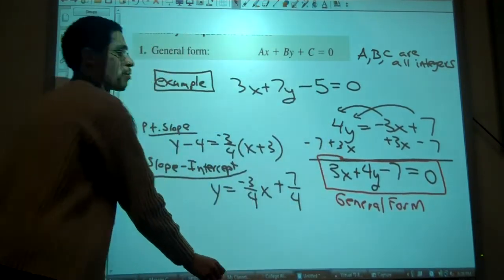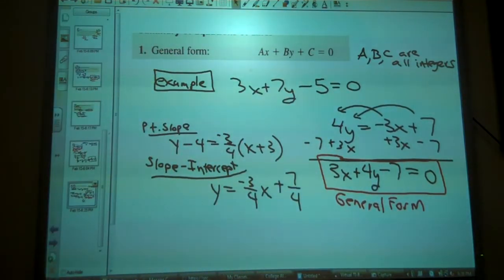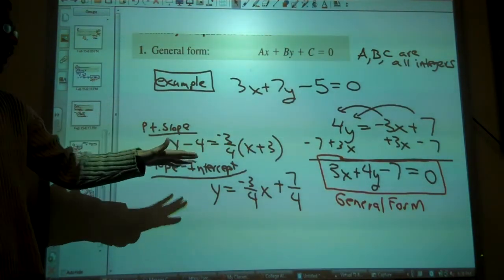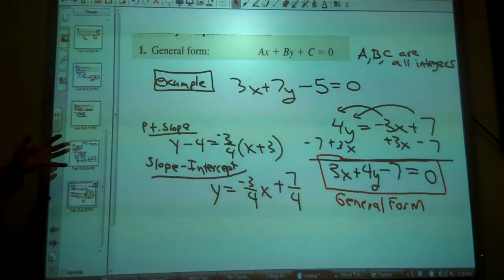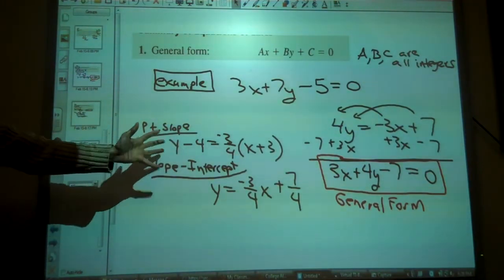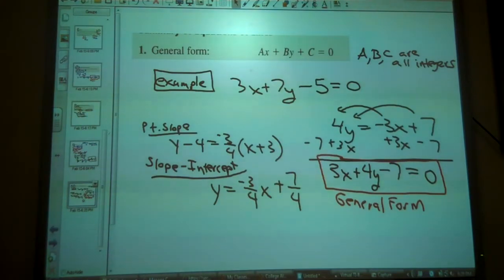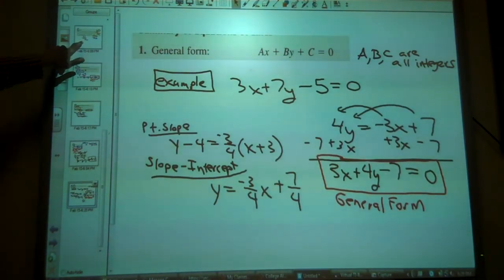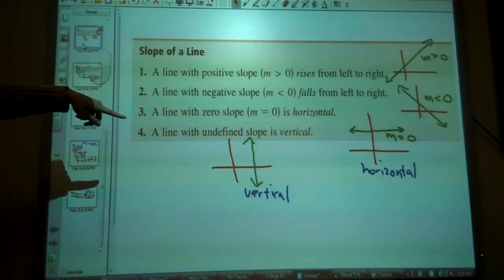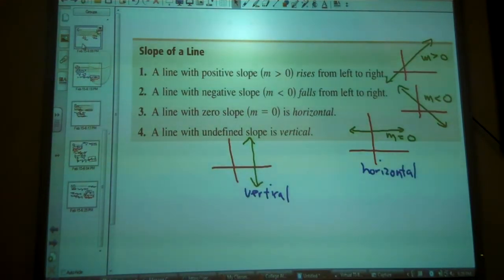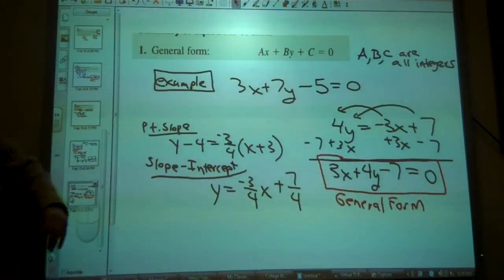Okay, so we know what all the forms are now, but there's two types of equations that kind of don't really fit in these three different forms. They just don't look like anything that we see here. Back when we had these horizontal and vertical lines, they have very distinct equations that don't look anything like these equations.